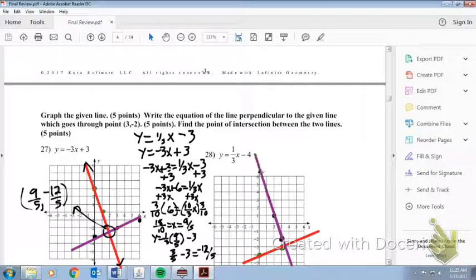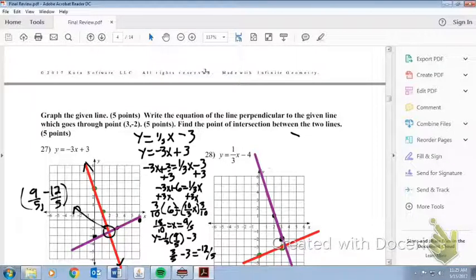So right there, what I did was, my line is y equals 1/3 x minus 4. That's the red line. Go down 4, 0, negative 4. That's my y-intercept. My slope is 1/3, up 1/3. That's how I get that second green dot. Okay, so that's my line.